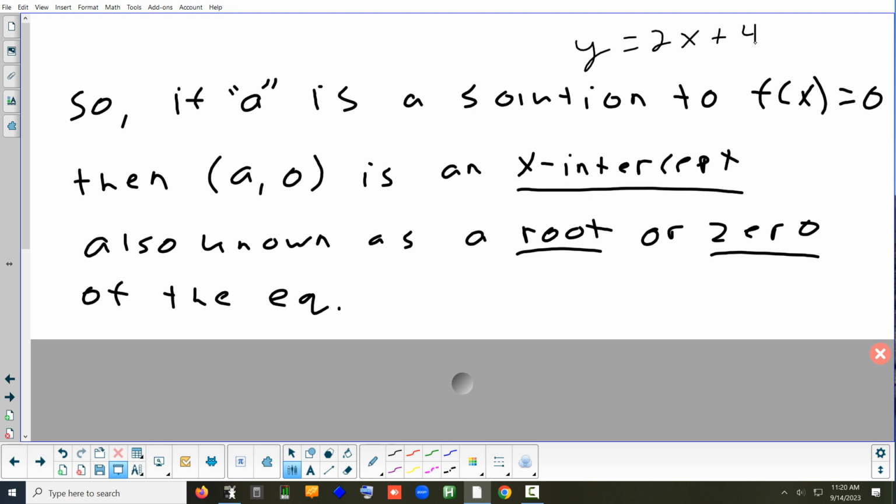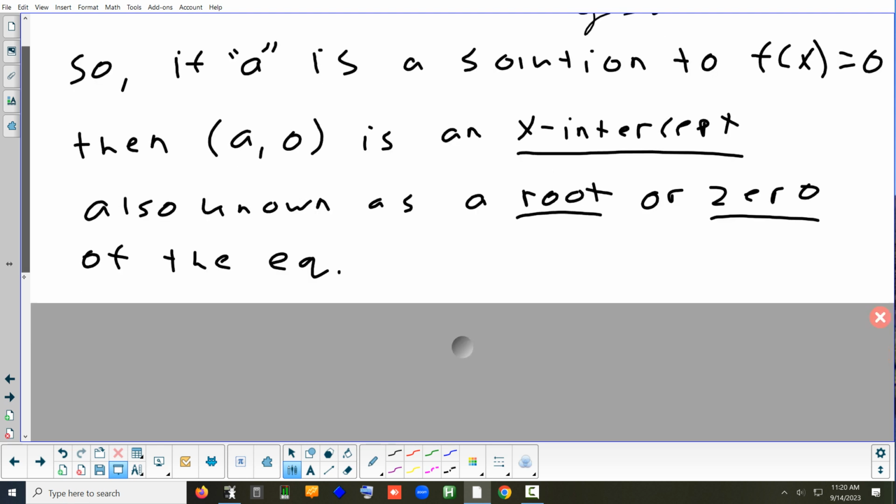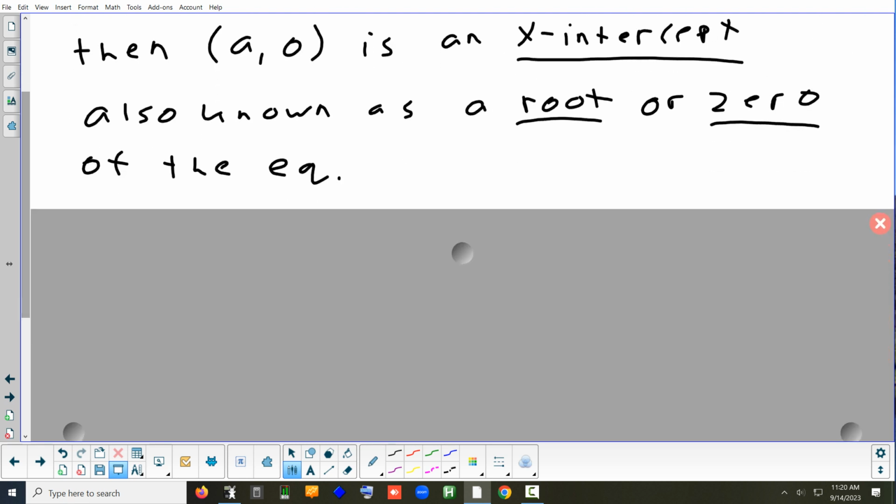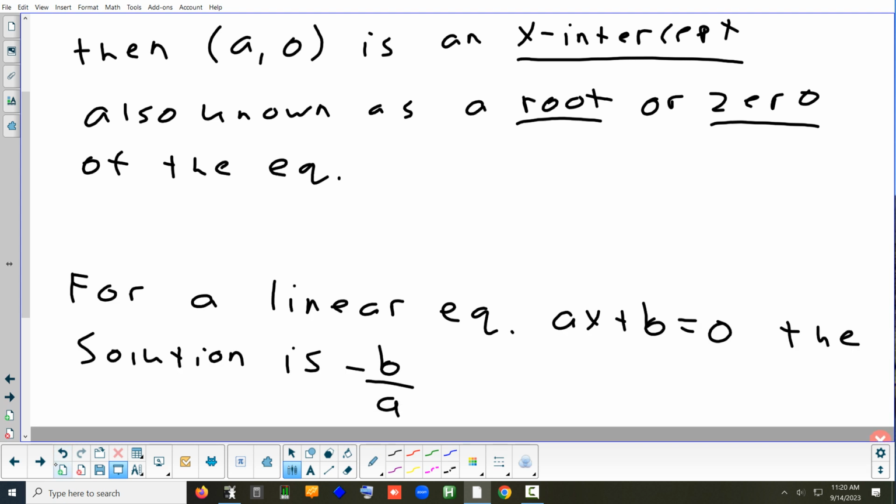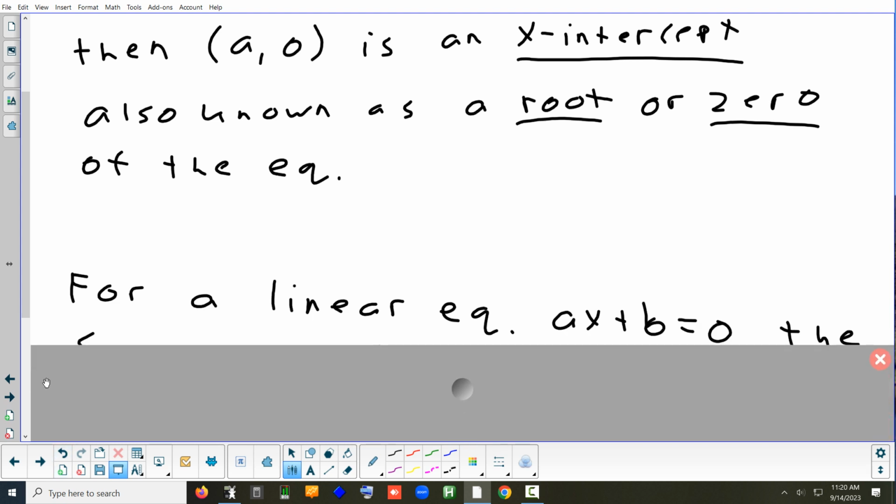Depending on the type of polynomial, it can have more than one root. This is a linear polynomial. It only has one root. -2 is the only number you can plug in for x and get 0 for y. So linear is the easiest case because there's only one solution.